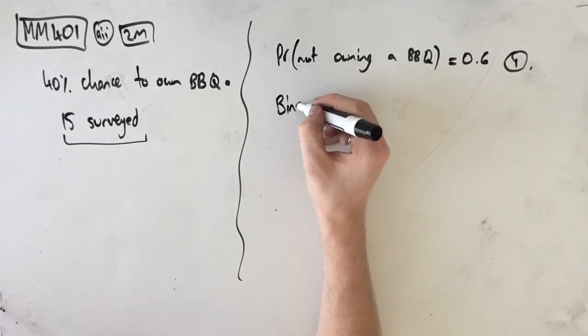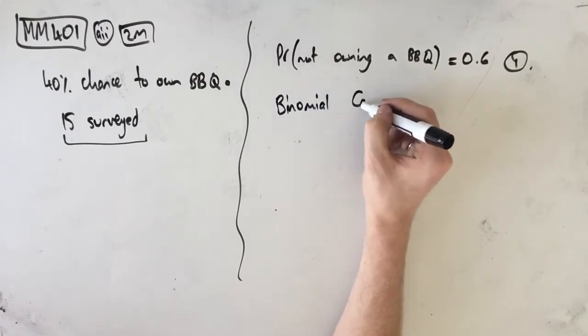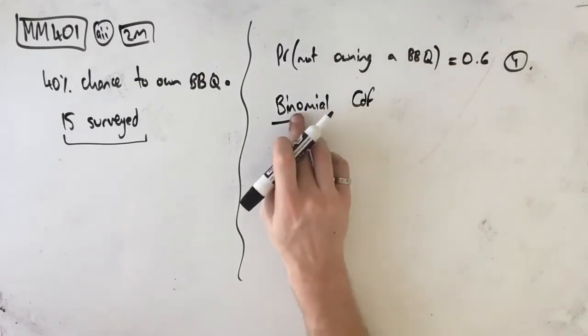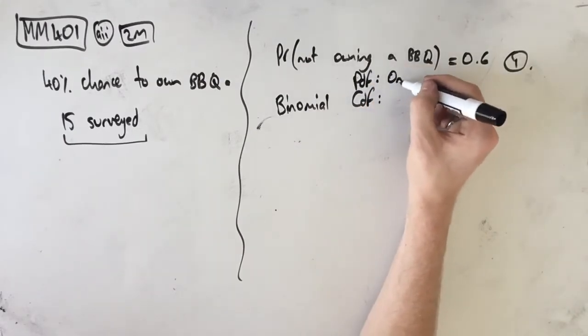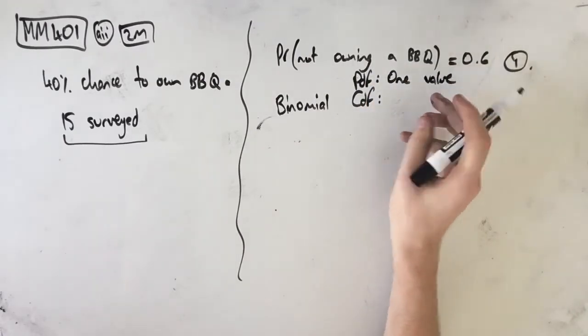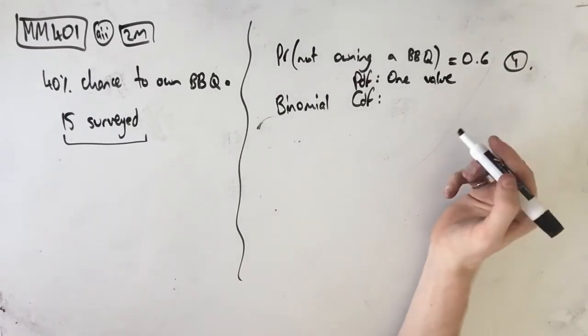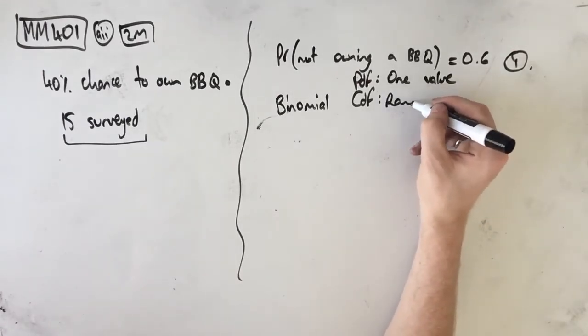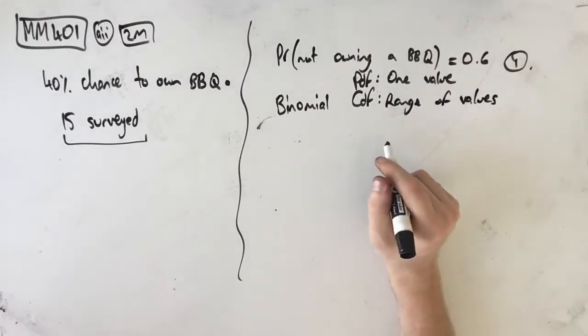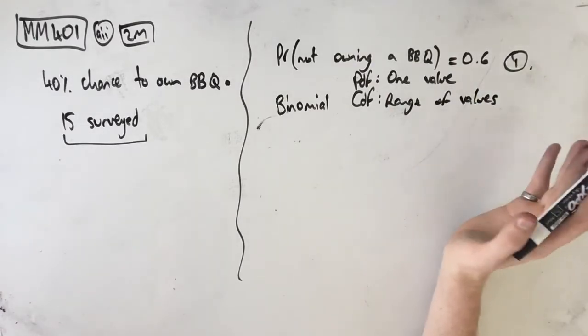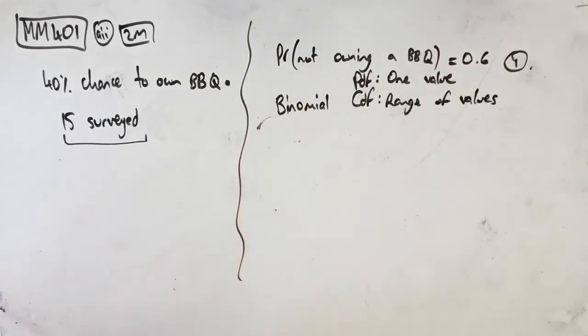So here we're going to actually use our Binomial Cdf. All right, so Binomial Pdf, actually let's do this now. Pdf is used when you have one value that you want to figure out. So, 0 people owning a barbecue. Cdf is when you have a range of values, for example, less than 8, right? Because then we've got a large range of values as opposed to just one.